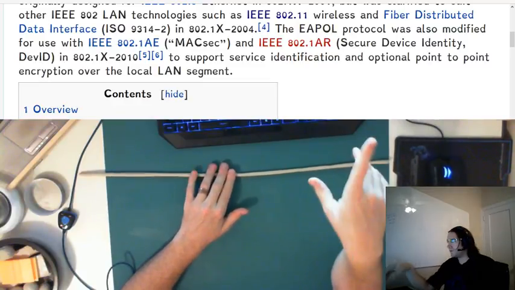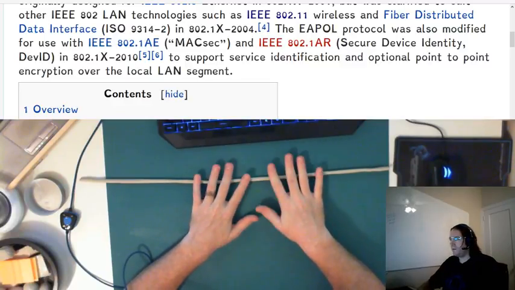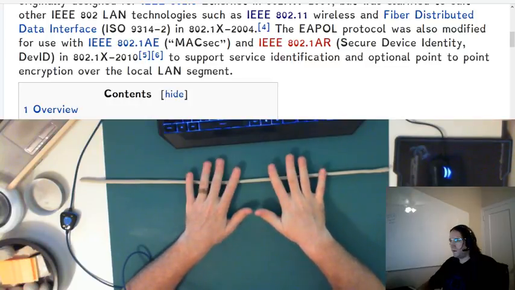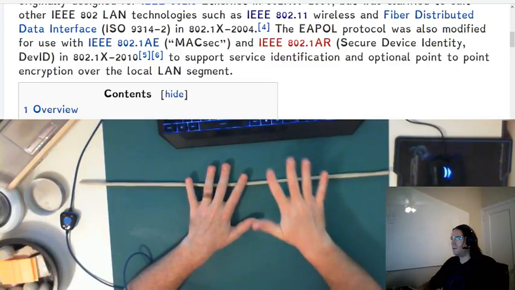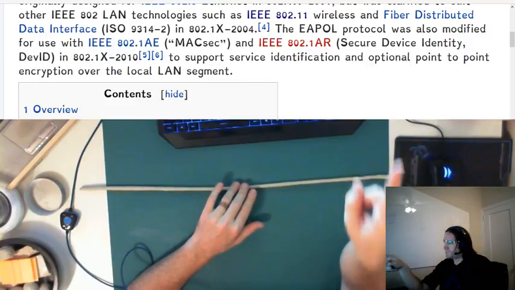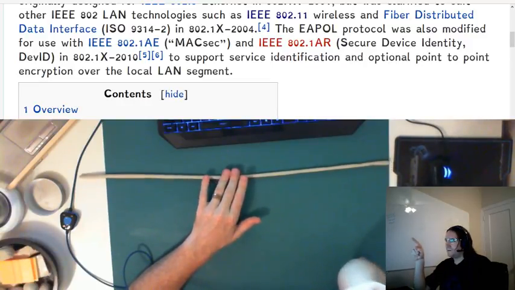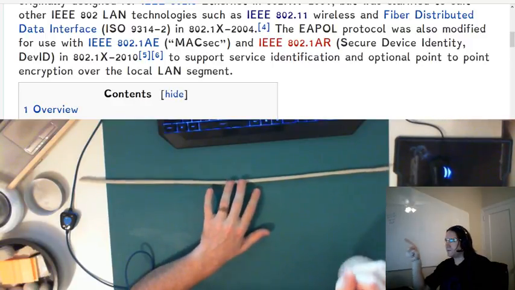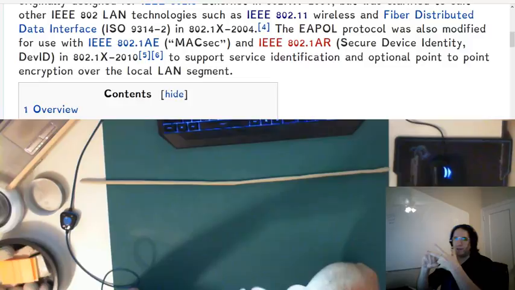The EAPOL protocol was also modified for use with IEEE 802.1AE and IEEE 802.1AR in the 802.1x-2010 standard to support service identification and optional point-to-point encryption over the LAN segment. So in the 2010 standard, it supports service identification and point-to-point encryption over the LAN segment. That makes sense. Okay.